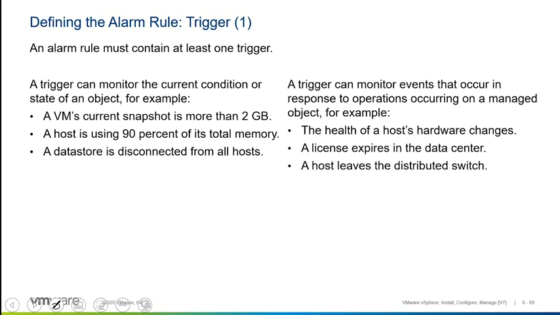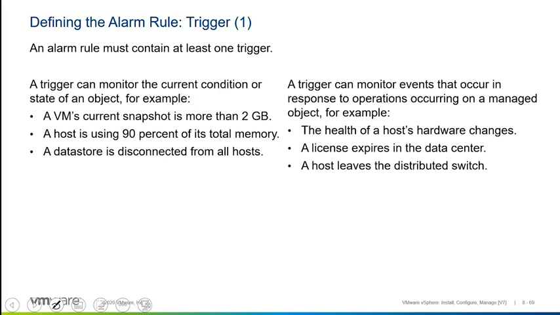A trigger can monitor a current condition or a particular state. Those are two different things, a condition or a state. An example of a condition is a snapshot exceeding a certain size, or the total memory utilization of a host exceeding 90%. A state might be like disconnected or connected, right? It's one of those two things. Let me know when a data store has been disconnected, right? I want to trigger an alarm.